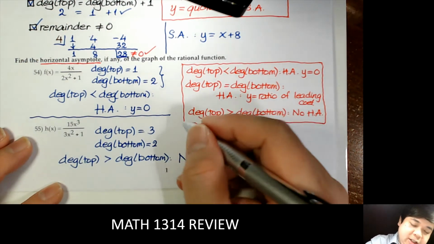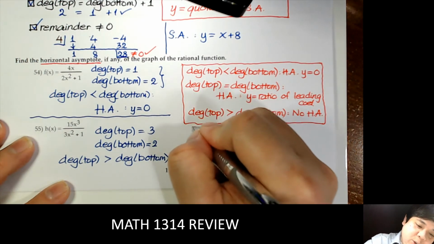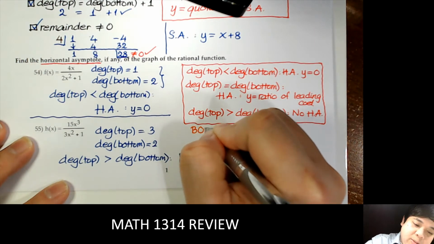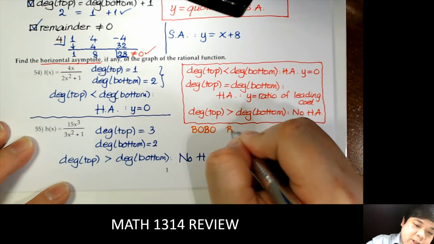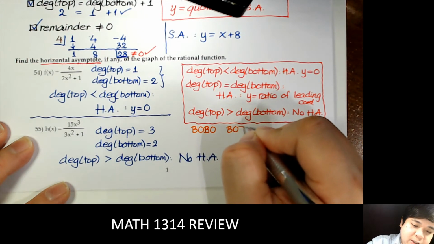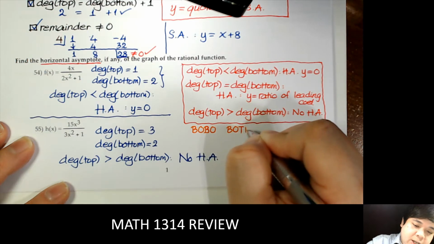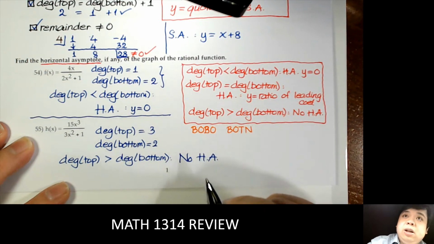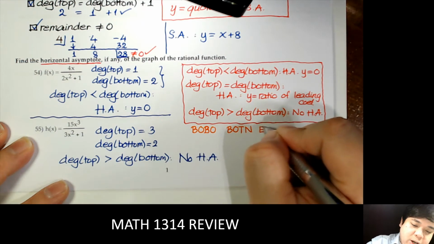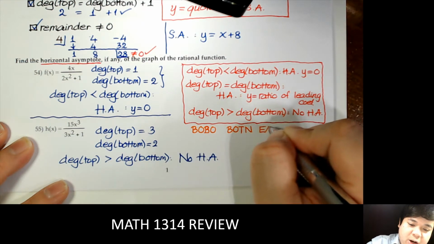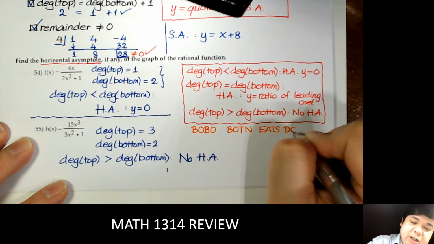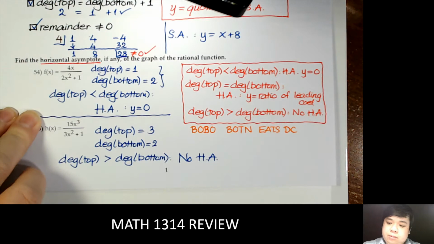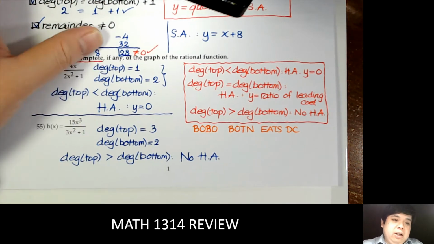And we have the acronym: bigger on the bottom, y will be equal to 0. Bigger on the top, there will be no horizontal asymptote. And if the exponents are the same, we'll divide the coefficients. Right, so that's what we have.